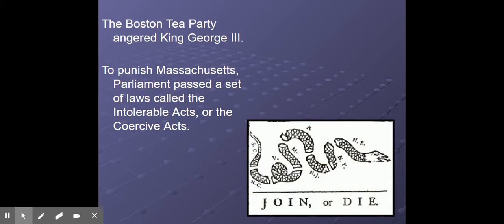We will die. Okay. Now, what are these intolerable acts that lead to this statement becoming popular again? Well, number one, and by the way, this is in 1774. This is a year after the Boston Tea Party. Number one, the British closed the port of Boston, until all the tea is paid for. You've got to pay the $75,000, or we're not opening the port back up.